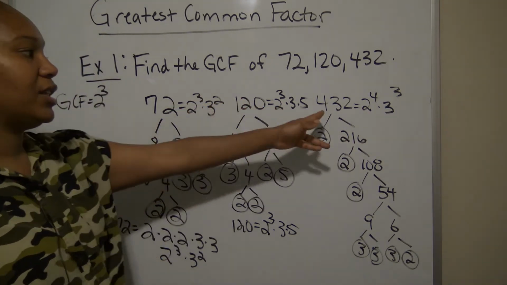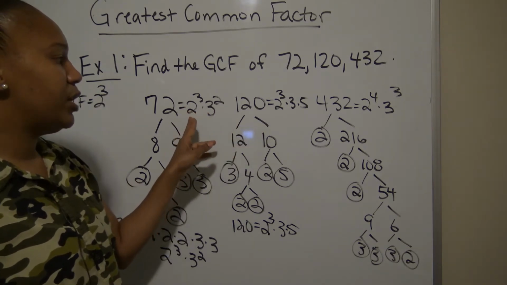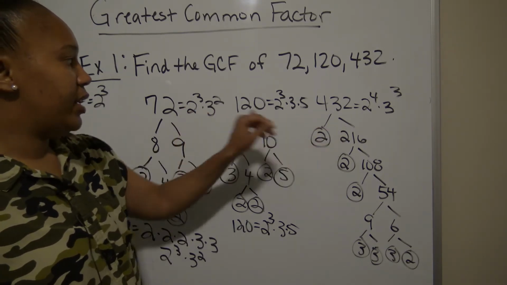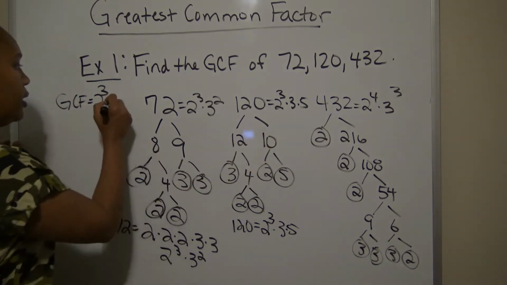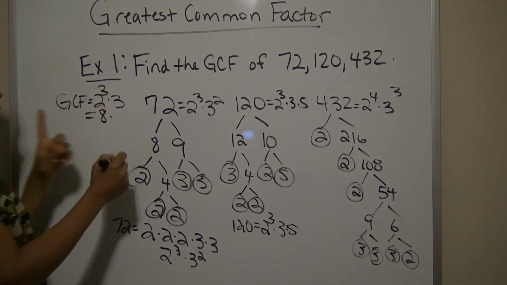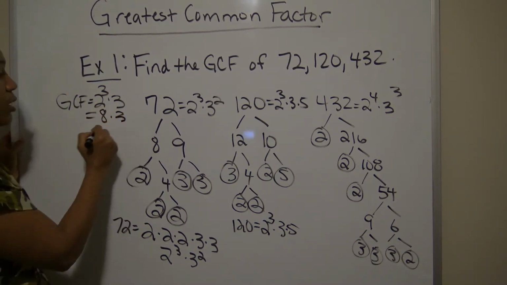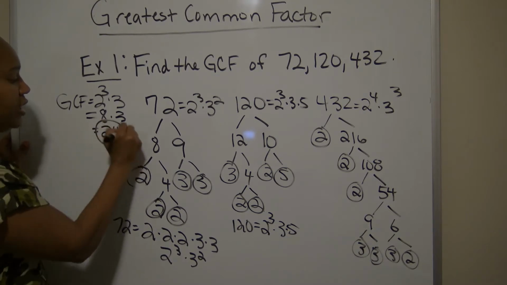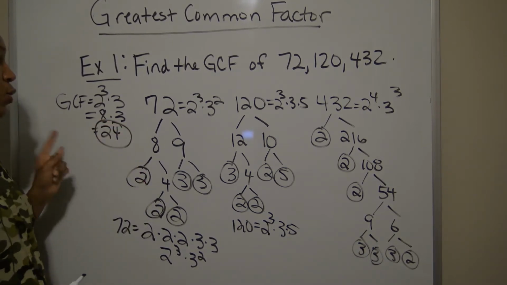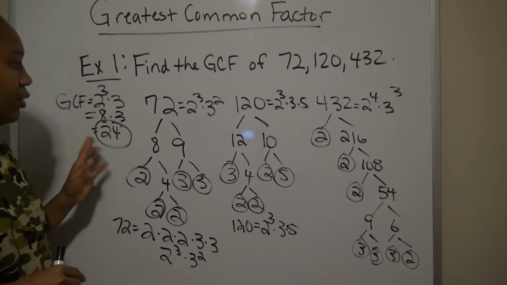So you'll take basically the lowest exponent on the number. So for 2, the lowest exponent was 3. And then they all have a 3, and the lowest exponent on the 3 is 1. So your GCF will be 2 to the 3rd, which is 8. That's 2 times 2 is 4, times another 2 is 8, times 3, which is 24. So your GCF for these three numbers will be 24. That's your greatest common factor. So that's how you would do that.